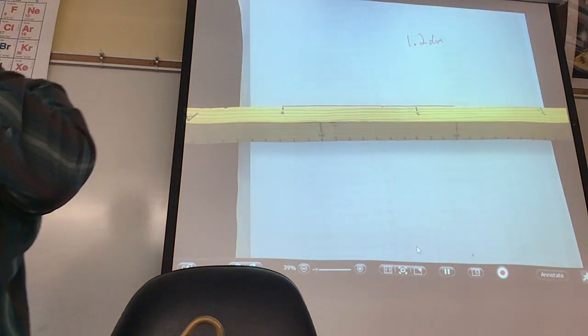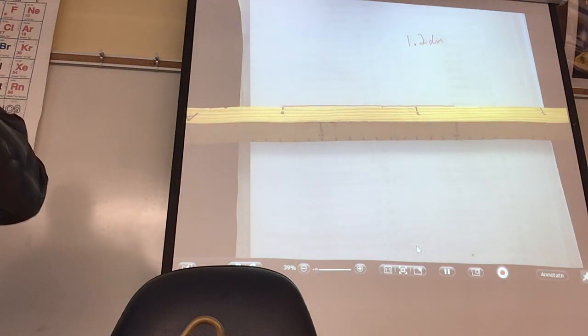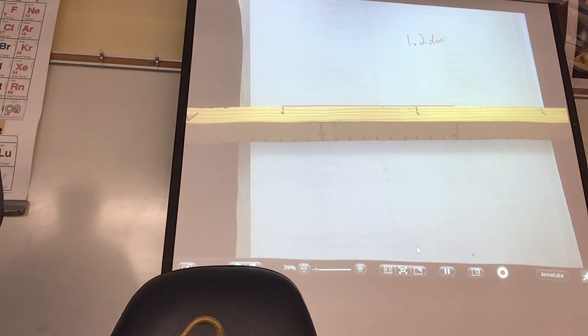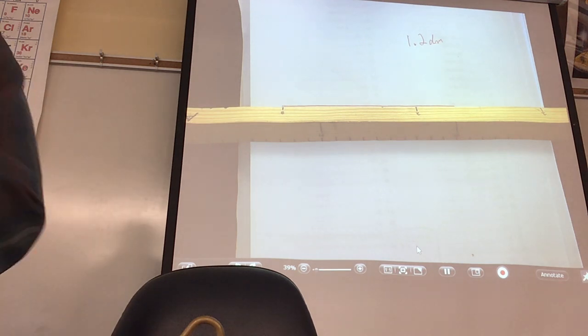Now, does that measurement have a number to it? Yes. Does it have a unit? Yes. And does it have error? Yes. Would you bet $100 that it was 1.2? And if it was 1.19, you'd lose your $100. Would you bet $100? No. That's why you're uncertain there, but you have to put one uncertain number.